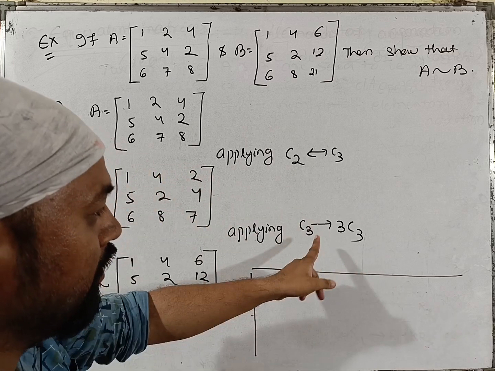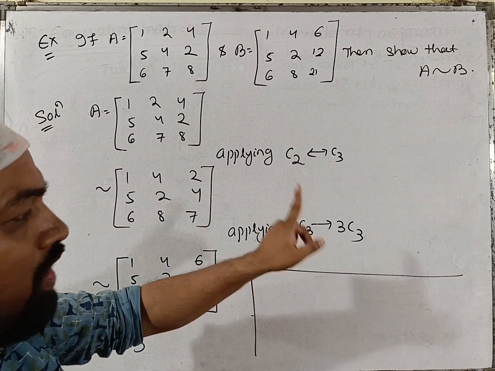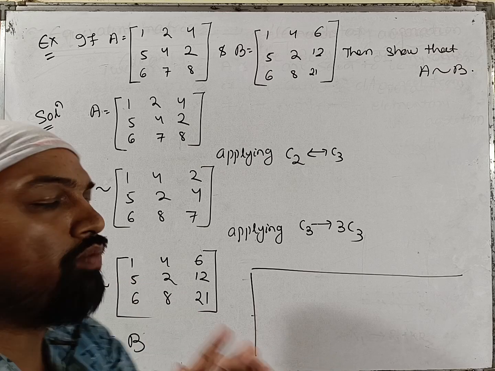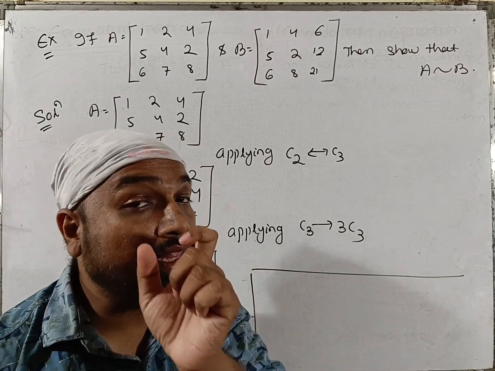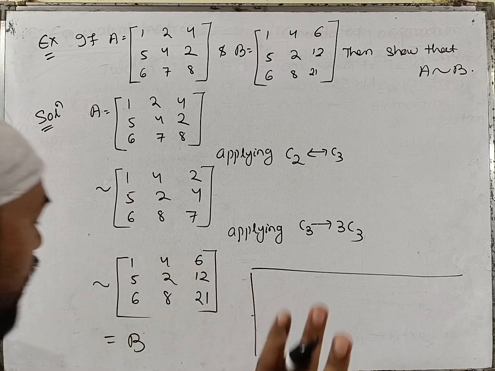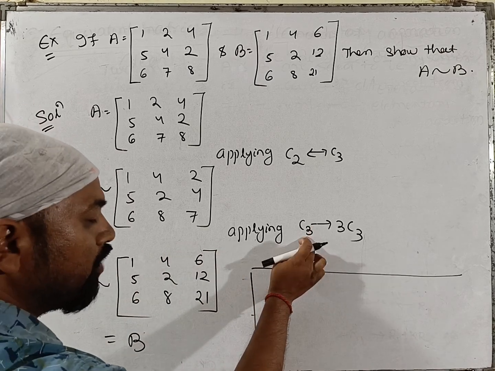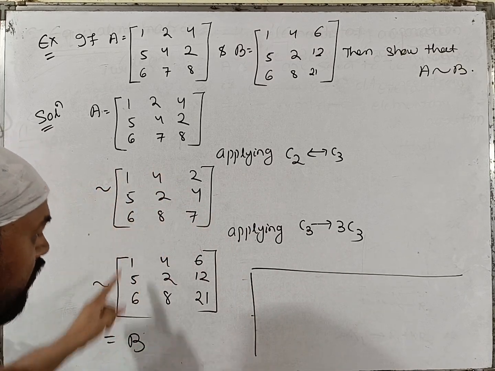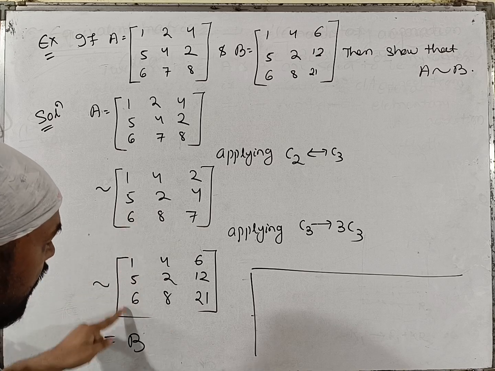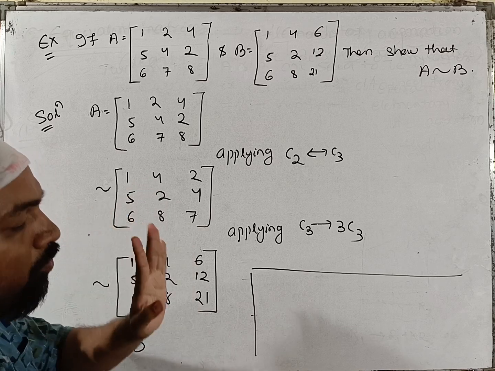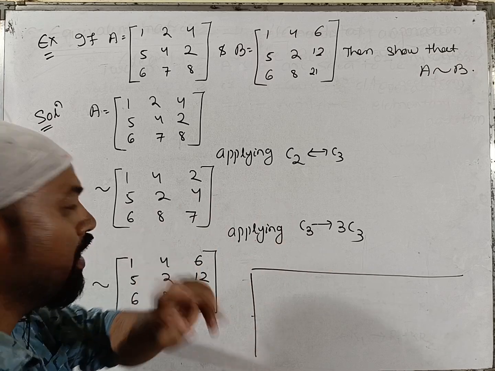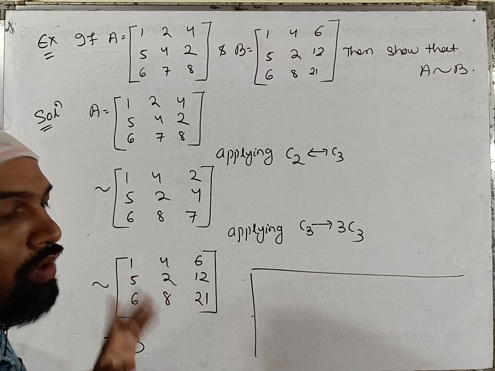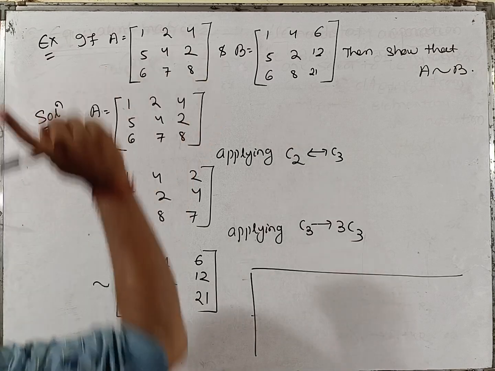Then apply another elementary transformation: C3 is replaced by 3C3. That means you have to write down the elements of C3 by multiplying by 3; each and every element will be multiplied by 3. C3 will be changed, but C1 and C2 are not changed. So first we write C1 as 1, 5, 6 and C2 as 4, 2, 8, but we change the elements of C3 by multiplying by the non-zero number 3. So 3 times 2 is 6, 3 times 4 is 12, 3 times 7 is 21, and you can see that this is the matrix B given in the question.